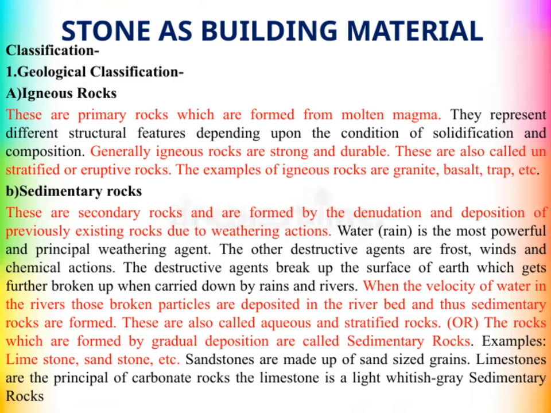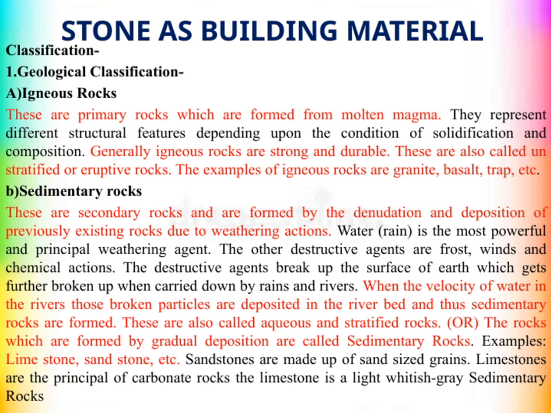Let's start by looking at the classification of rocks, specifically the geological classification. First, we have igneous rocks. These are the primary rocks, meaning they are formed directly from molten magma that cools and solidifies. The appearance and structure of these rocks depend on how quickly or slowly the magma cools, as well as their chemical composition. Generally, igneous rocks are known for being strong and durable, which makes them excellent as building materials. They are also called unstratified or eruptive rocks because they form from volcanic activity. Examples include granite, basalt, and trap rocks.